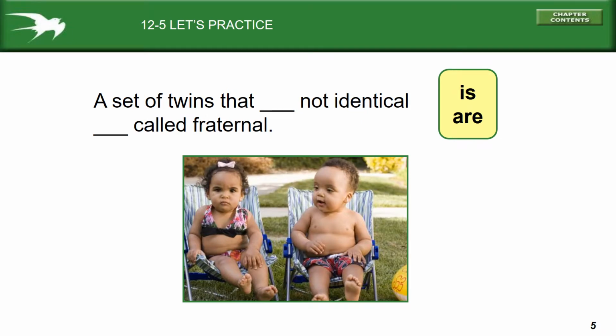A set of twins that is not identical is called fraternal. And in this case, the subject is not twins, the subject is a set. So a set that is.